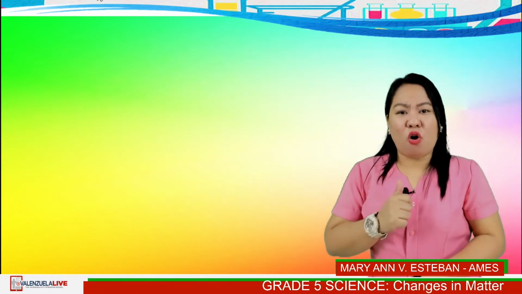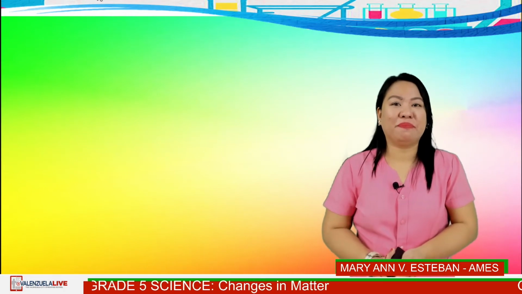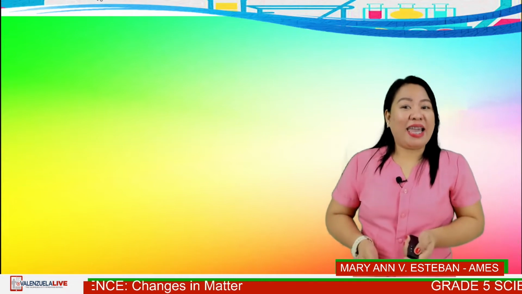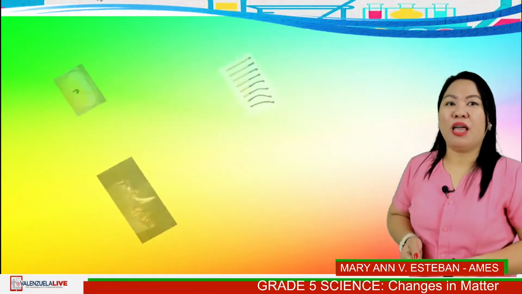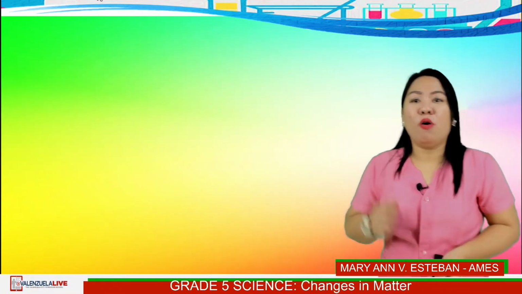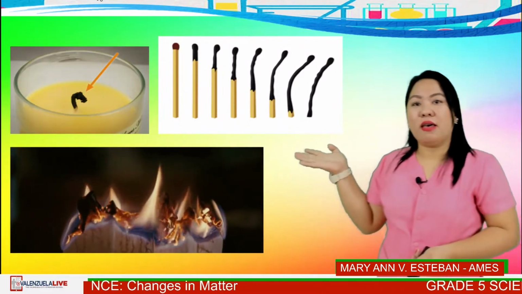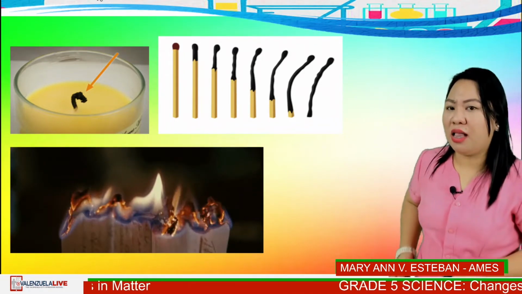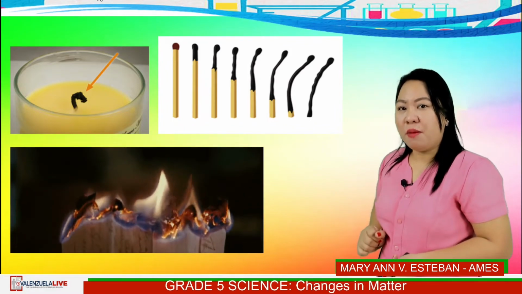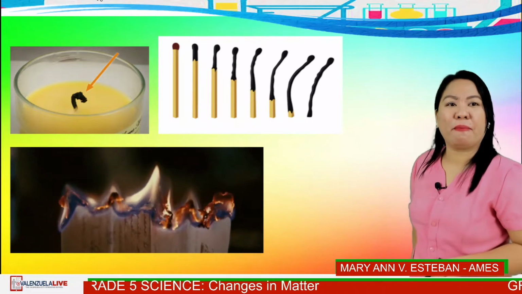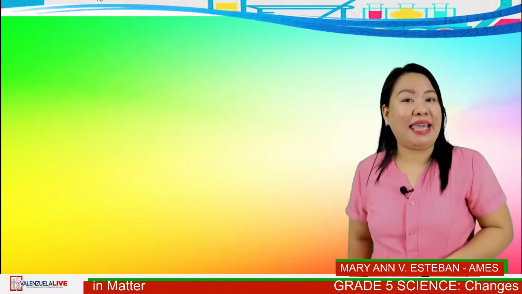So, what do you call this type of change in matter? Good job, kids! It is a chemical change. Okay, so in another activity, materials such as matchsticks, paper, and the wick of the candle produce another substance. What product do these materials produce after burning? Yes, very good. It is ash.